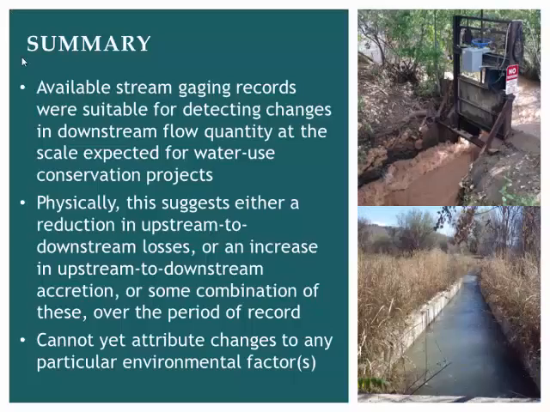So in summary, we were able to use available stream gauging data to detect changes in downstream flows at the scale of what we would expect for a water conservation project. So 5 to 10 CFS. That is on the order of what we would expect from water conservation.